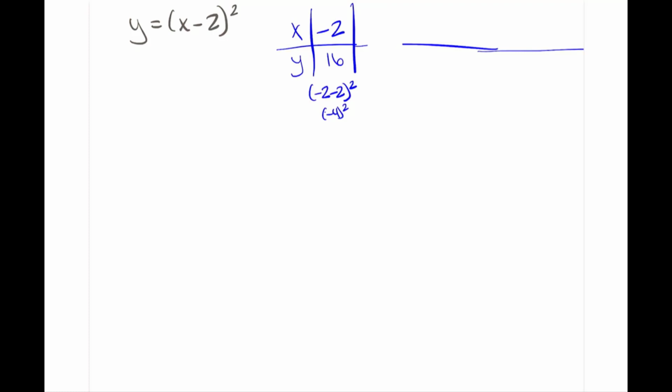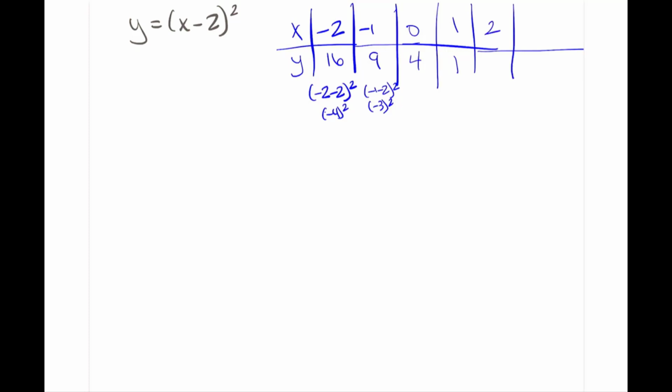So let's try it for -1. If I put in -1, I would have (-1 minus 2) squared, which would give me -3 squared, which is going to give me a positive 9. Right? Let's try some more. If I put in 0, 0 minus 2 is -2. -2 squared is going to give me 4. If I put in 1, so I'm going to put 1 in here for my x, I'm going to have 1 minus 2. 1 minus 2 is -1. -1 squared is 1.